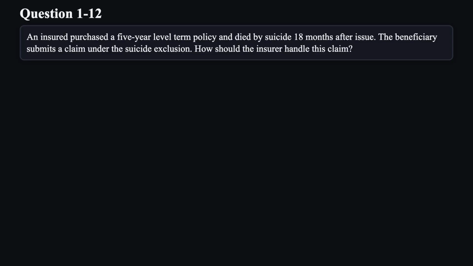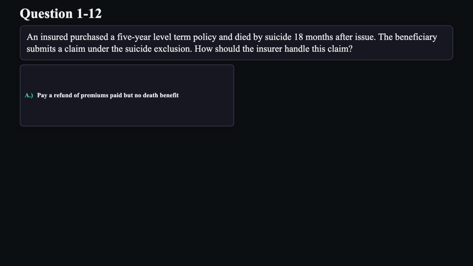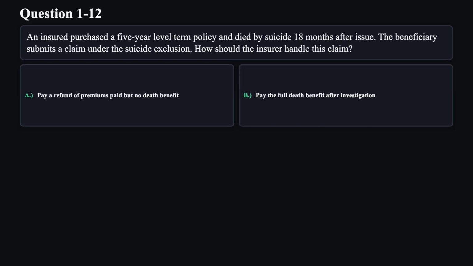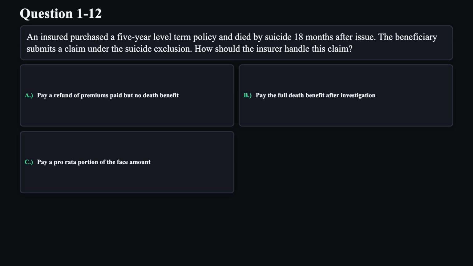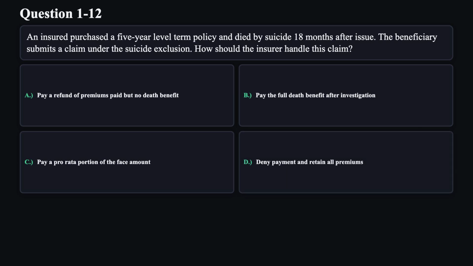Question 12. An insured purchased a 5-year level term policy and died by suicide 18 months after issue. The beneficiary submits a claim under the suicide exclusion. How should the insurer handle this claim? A. Pay a refund of premiums paid but no death benefit. B. Pay the full death benefit after investigation. C. Pay a pro rata portion of the face amount. D. Deny payment and retain all premiums.